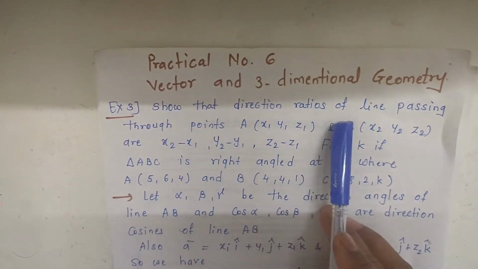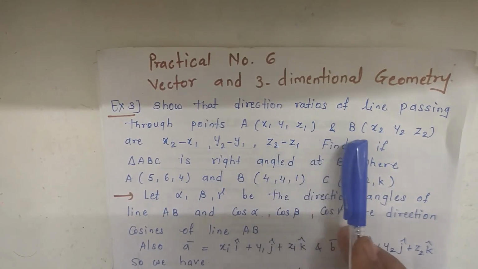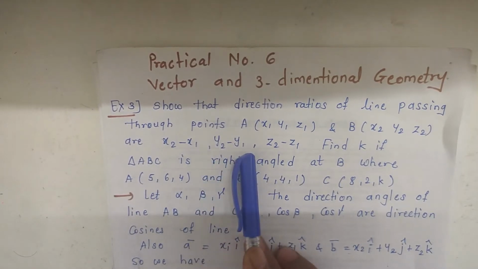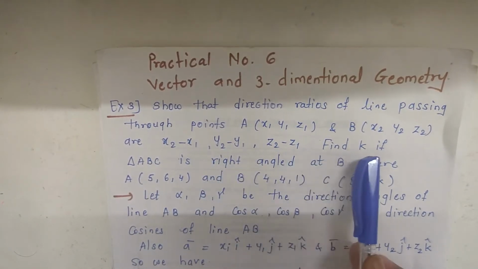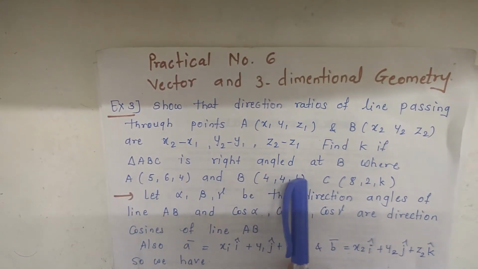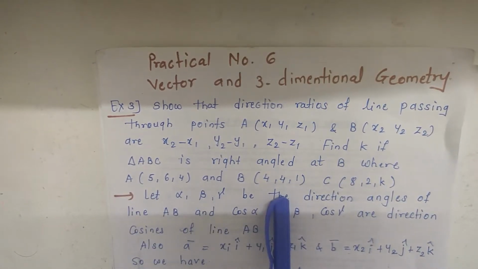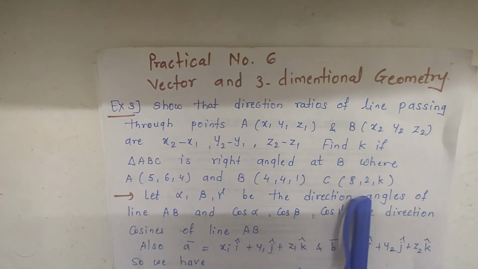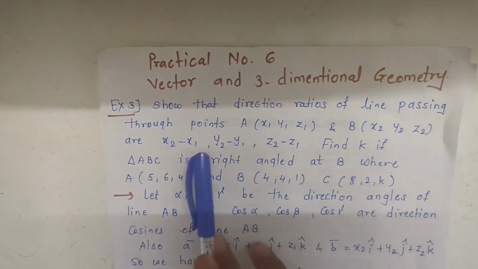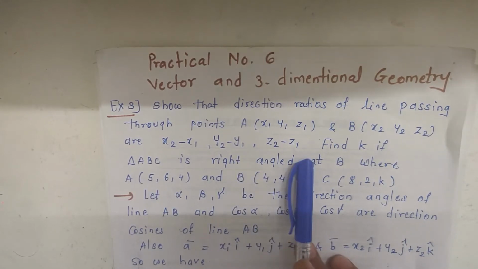Show that direction ratios of line passing through the points A(x1, y1, z1) and B(x2, y2, z2) are x2 minus x1, y2 minus y1, z2 minus z1, and find the value of k if triangle ABC is right angled at point P, where A's coordinates are (5, 6, 4), B's coordinates are (4, 4, 1) and C's coordinates are (8, 2, k). Here we have to show that the direction ratios of line AB are x2 minus x1, y2 minus y1, z2 minus z1.